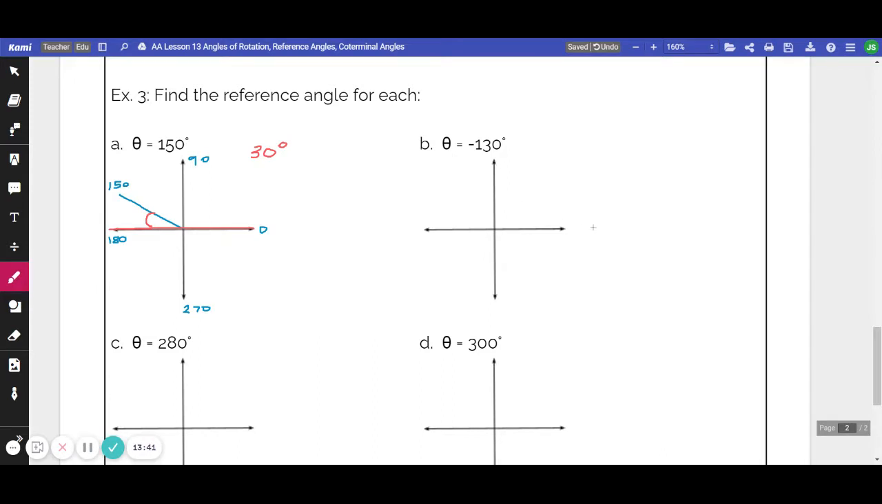So let's try another one. Negative 130. So this time I'm going to go in the negative direction. This would be 90. So I got to go beyond 90 over here. That's negative 130. If I continued all the way to the x-axis, that would be negative 180. Okay, so here's the x-axis. What's the distance from my angle, negative 130, to negative 180? It has to be positive because we're talking distance. How far apart are those two numbers? 50 degrees.